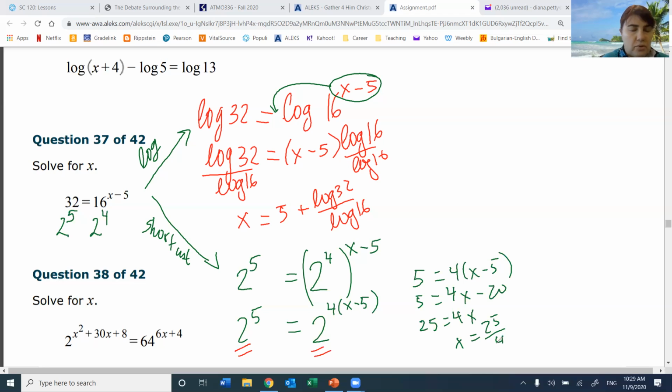We could do this because 32 and 16 are both powers of 2. So this was a shortcut. Now we're going to look at 38 and try to do a similar shortcut, even though we can do logarithms. You see, 64 is a power of 2.